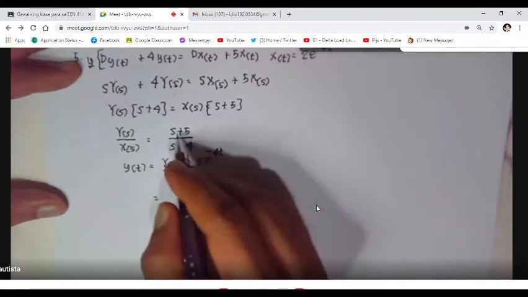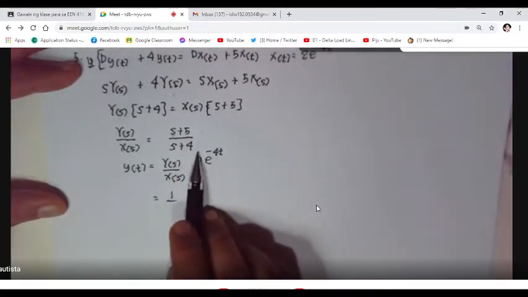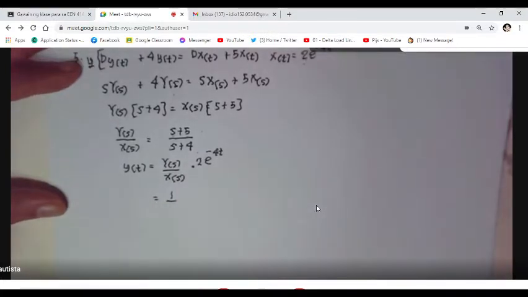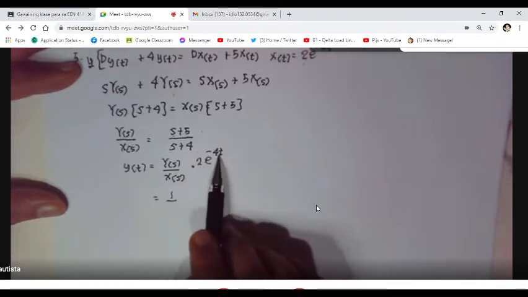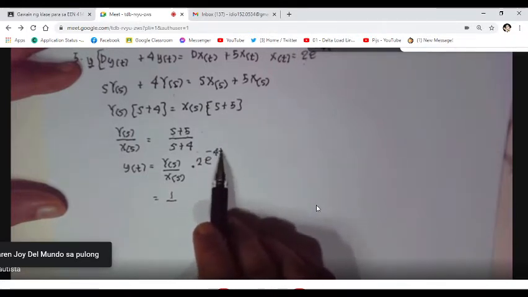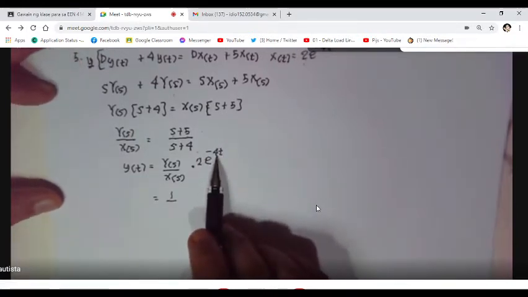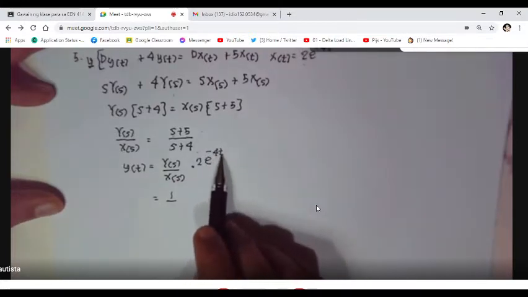Okay, so negative 4 plus 5, that is 1. Okay? Negative 4 plus 4, that will give you 0, infinite. Okay. So, ibig sabihin yan, kapag infinite yan, no, you cannot substitute yung value ng e raised to negative 4. It should be other than negative 4. Okay? Now, if ever na pwede mong i-substitute, okay?